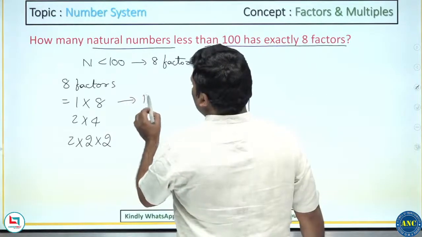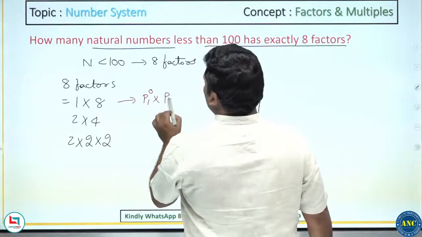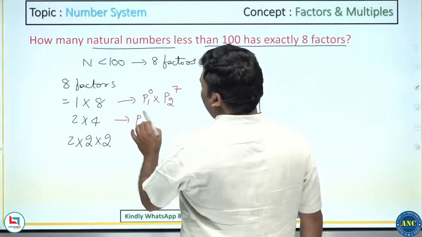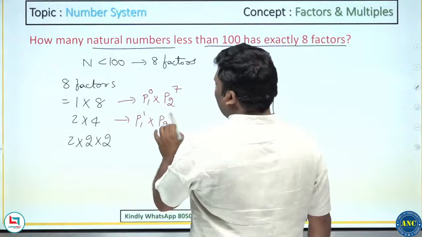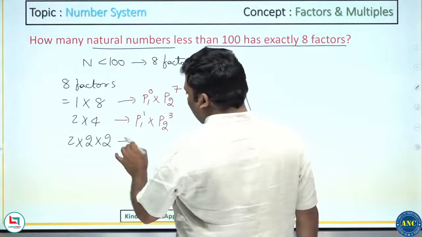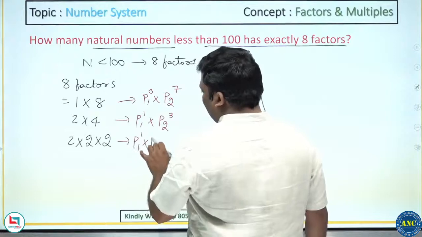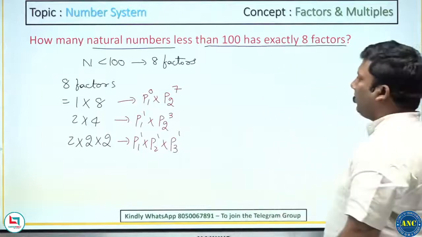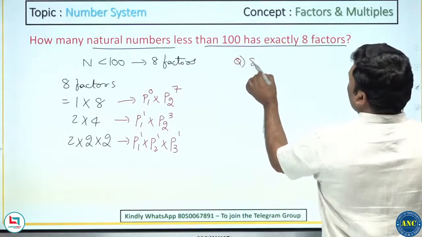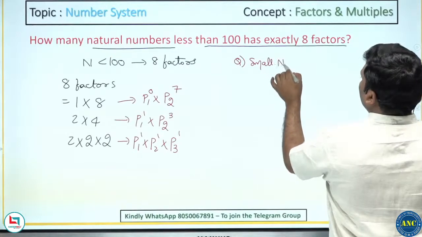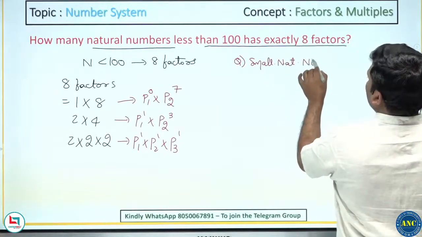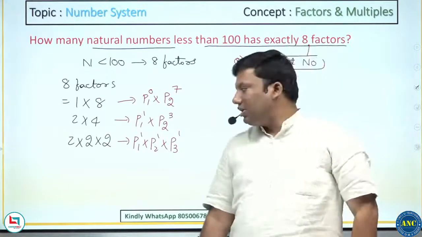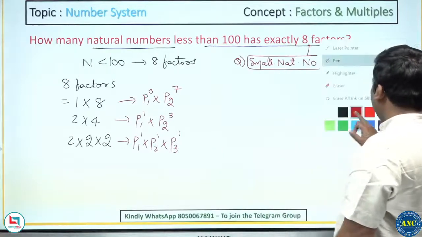1 into 8 means P1 power 0 into P2 power 7. 2 into 4 means P1 power 1 into P2 power 3. I hope it is clear. 2 into 2 into 2 means P1 power 1, P2 power 1, and P3 power 1. Suppose I ask the question: what is the smallest natural number which has exactly 8 factors?